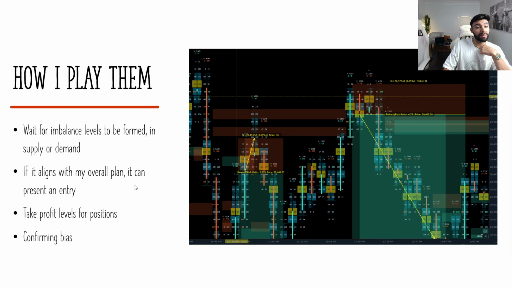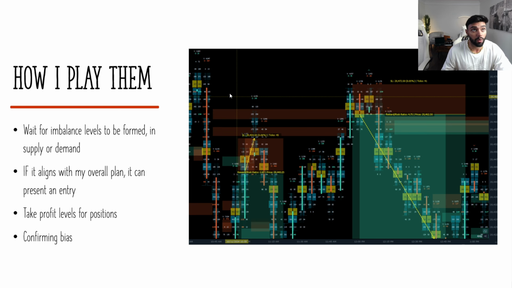And how I play them, man, there are a lot of different ways I used to play these. Again, you can use it on the BookMap, use it on the footprint chart, whatever you want to do, but you wait for an imbalance level to be formed in supply and/or demand. And if it aligns with my overall market plan, it can present me an entry. That's how I use these imbalances, right? Also, as take profit for positions and to confirm my bias.